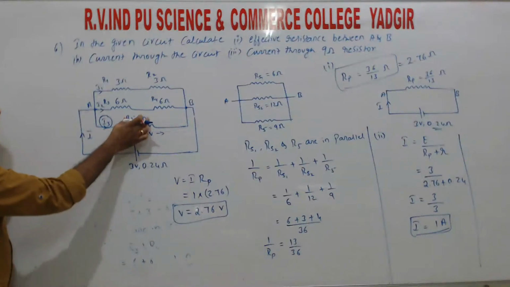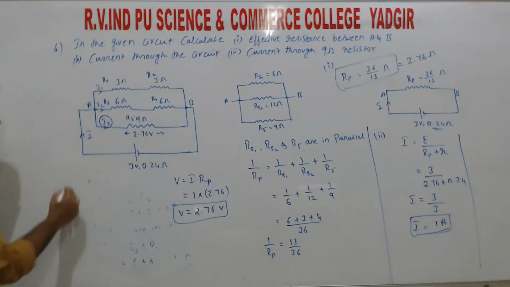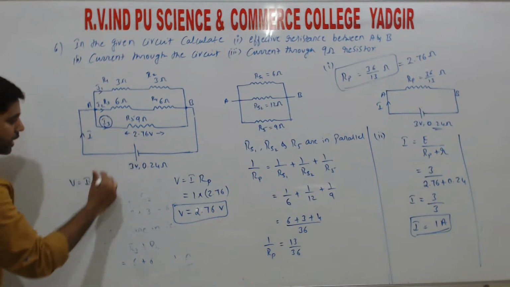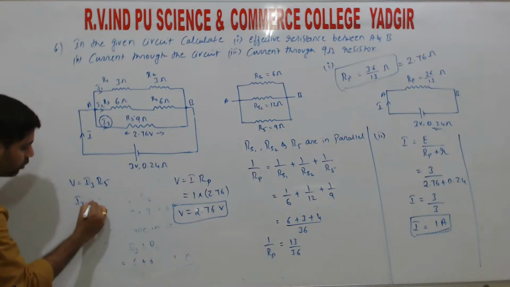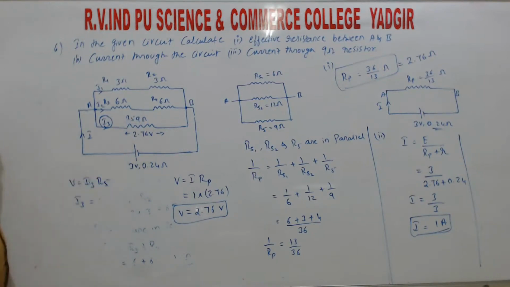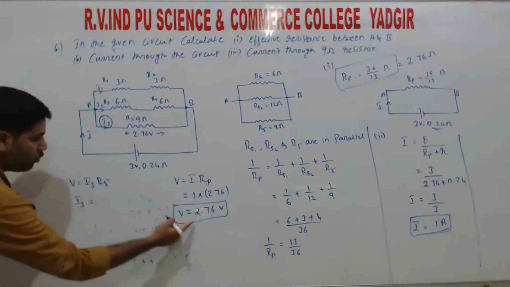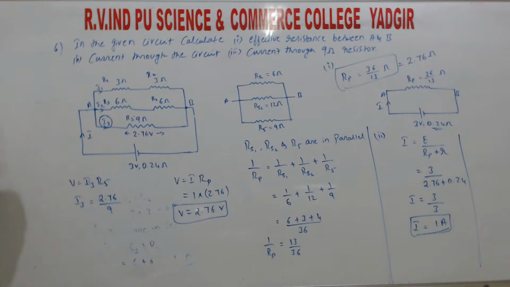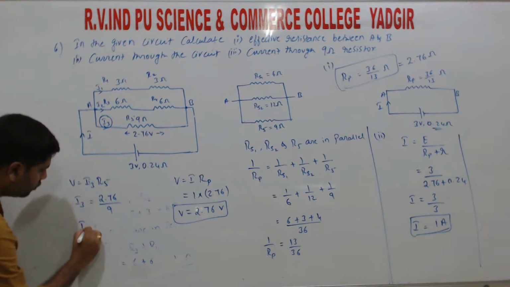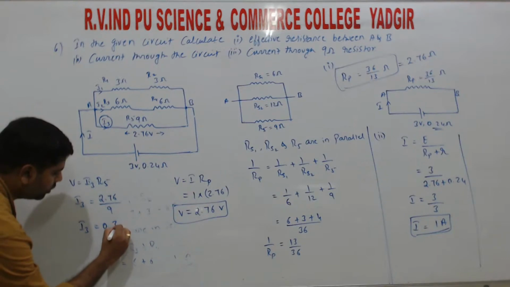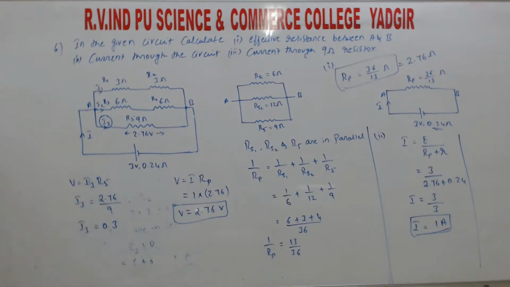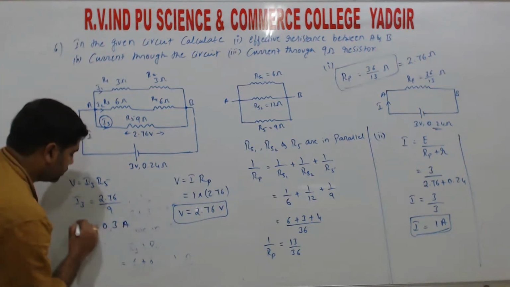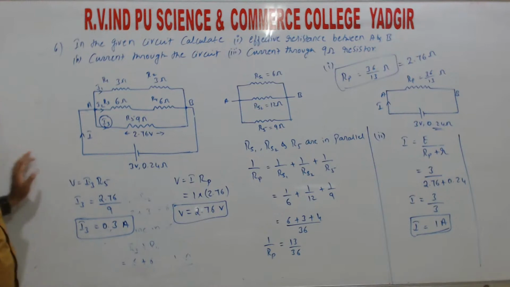So here we have the voltage and resistance, so we can easily find the current, right? We are going to calculate the current flowing through the 9 ohm resistance, that is I3. So V is 2.76 divided by 9, so I3 is equal to 0.3, 0.307 amperes. So this is the current which is flowing through the 9 ohm resistance.